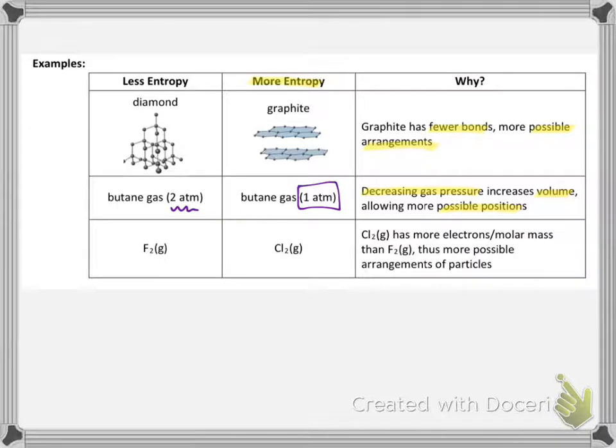Finally, comparing 2 diatomic halogens, fluorine gas and chlorine gas. Well, chlorine is bigger, right? Another extra energy level full of electrons. It also has more mass. So more electrons, more molar mass, more possible arrangements of all those different particles. Thus, more entropy. Okay, hopefully this idea of determining which things have more versus less entropy, that change in entropy, is starting to make a little sense.